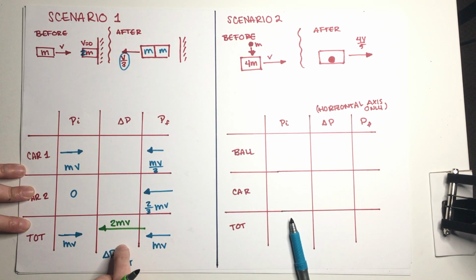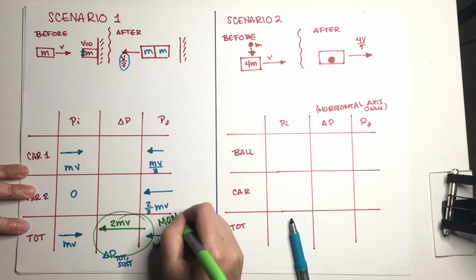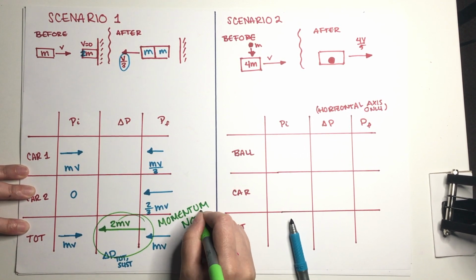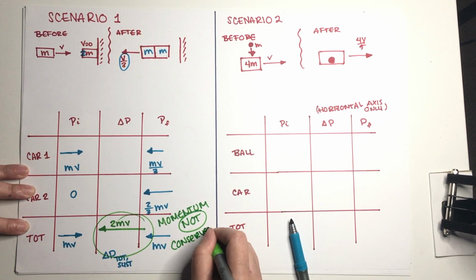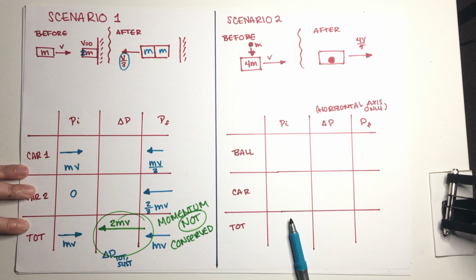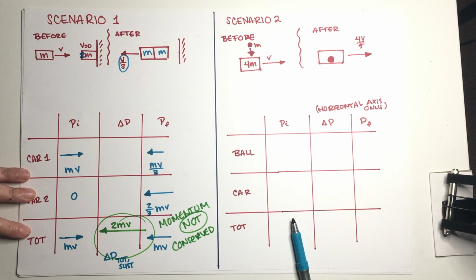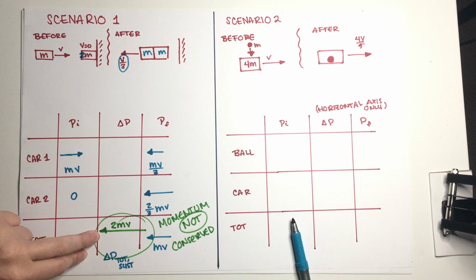So we do have something in here, and because we do have something in here, this automatically means that momentum is not conserved. There we go. So momentum is not conserved in this scenario. Final answer. Very easy to see if you actually do a momentum chart, because you know exactly what you're looking for. There is no doubt in your mind.